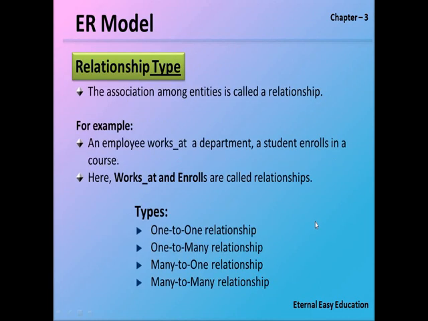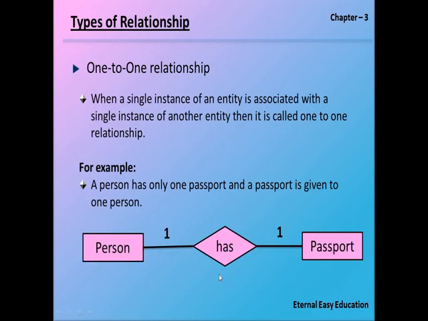Next one is relationship. Association among entities is called a relationship. Consider two entities: employee works at department. So department is an entity. Student is an entity, course is an entity. But which course does the student enroll in? So that forms a relationship. One to one, one to many, many to one, many to many. Let's see one by one.